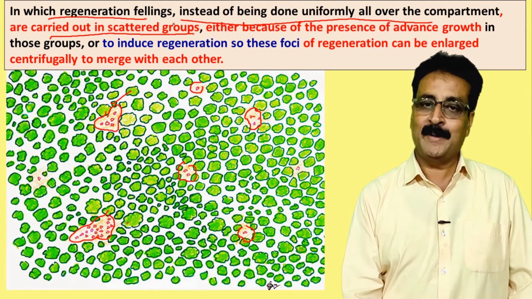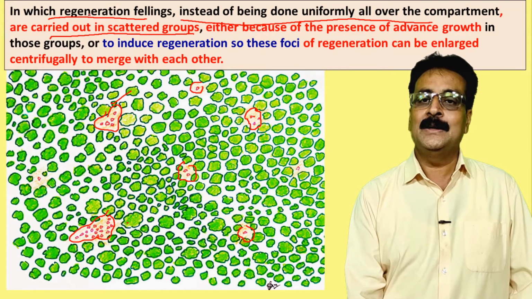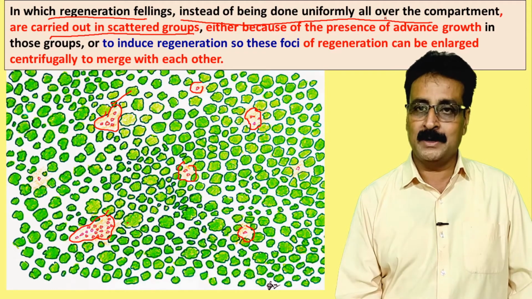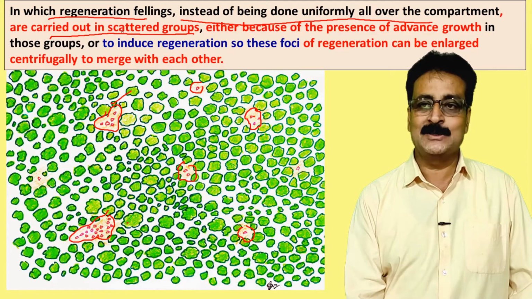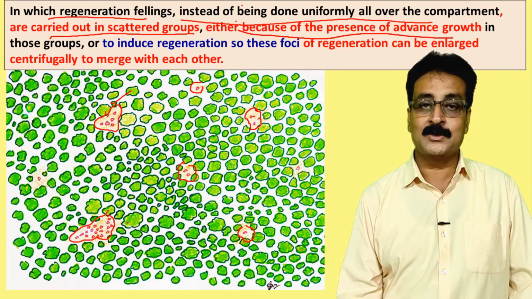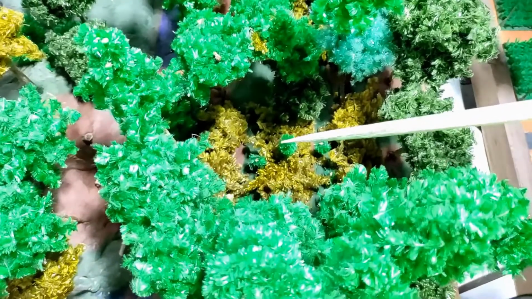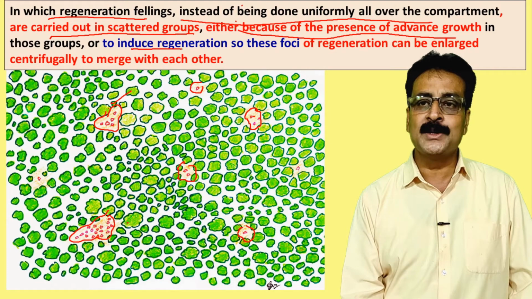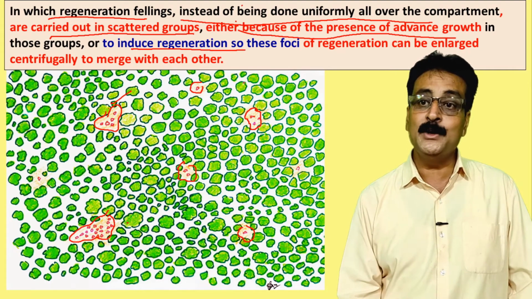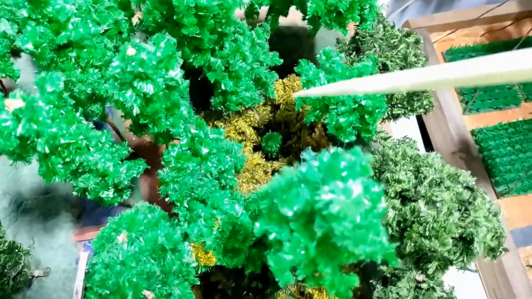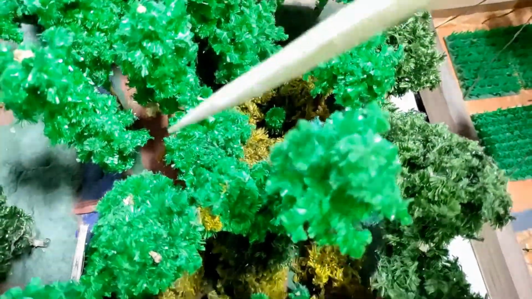So let's go back again to the definition. In which the regeneration felling, instead of being done uniformly all over the compartment, is carried out in scattered groups, either because of the presence of advanced growth in those groups, or we induce regeneration. These foci of regeneration can be enlarged centrifugally, and they will merge with each other.